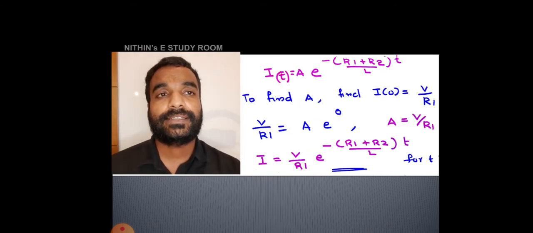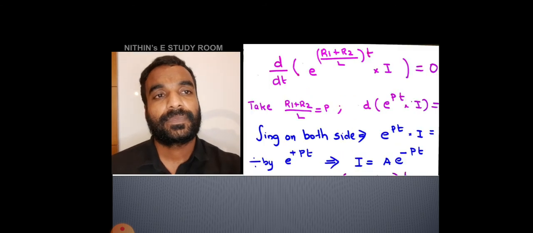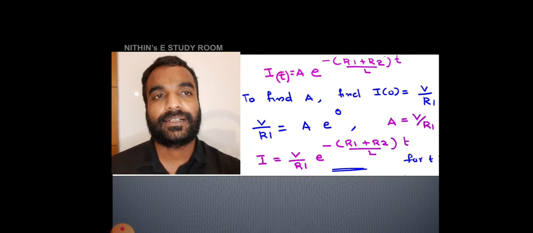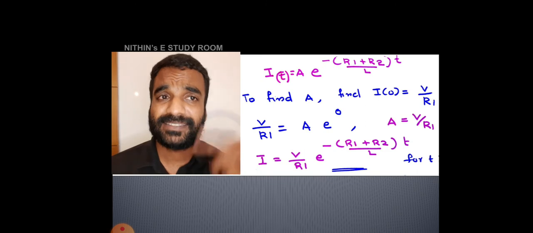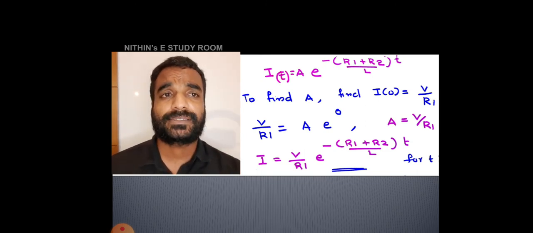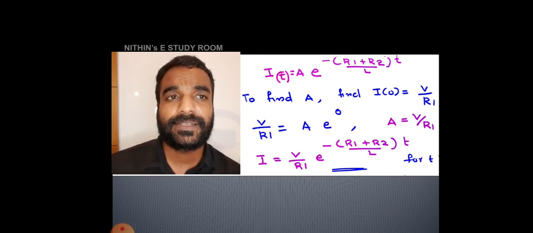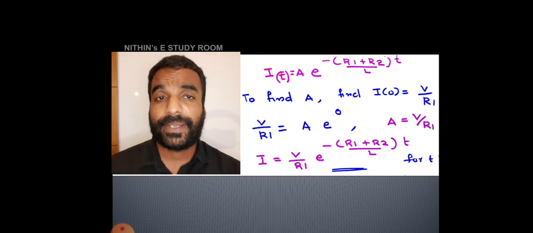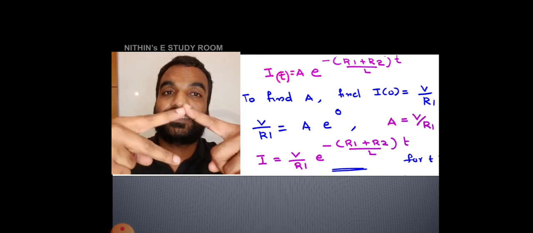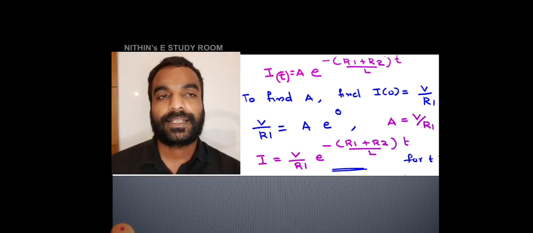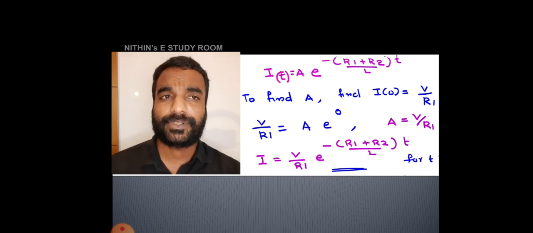So I of t is equal to a into e raised to minus pt. So p is again resubstituted: a into e raised to minus (R1 plus R2) by L into t. To find the value of a, we have to use the initial condition, that is I0 is equal to V by R1. It is already obtained because it was in steady state initially, with position 1. So at that condition we already obtained that I0 is equal to V by R1.